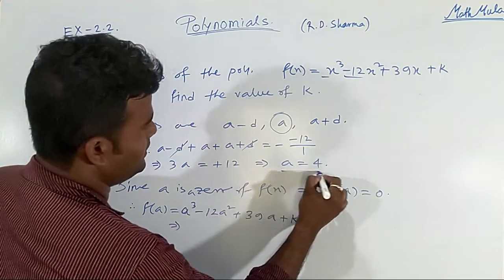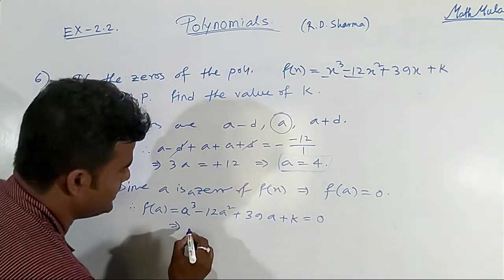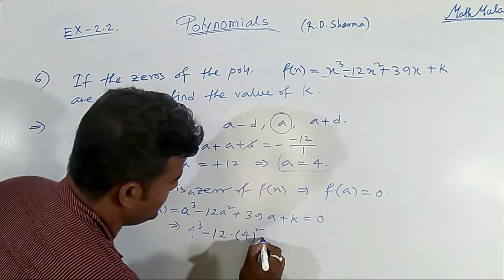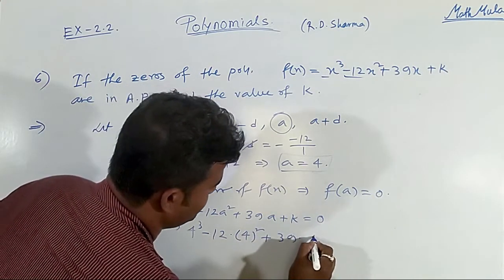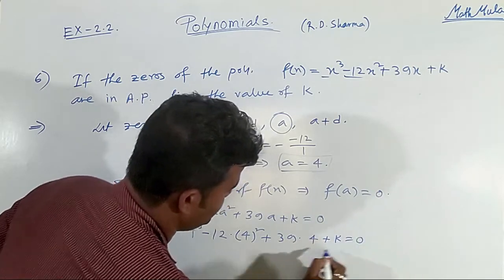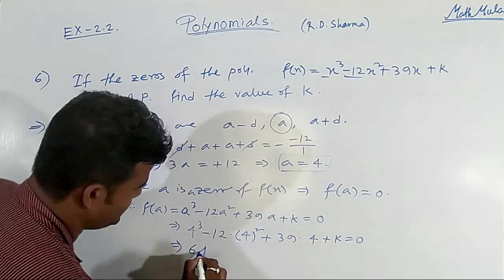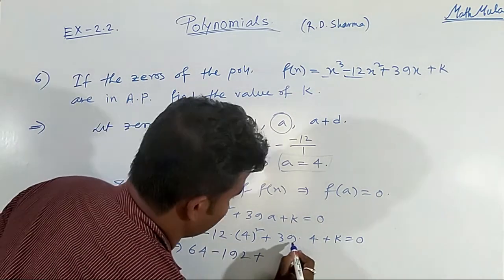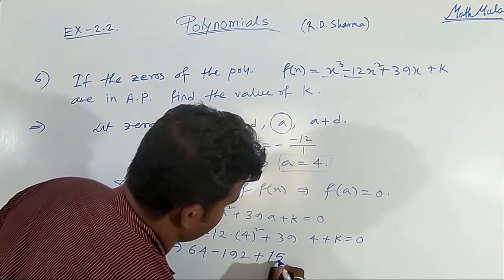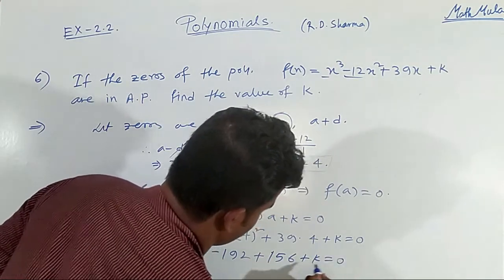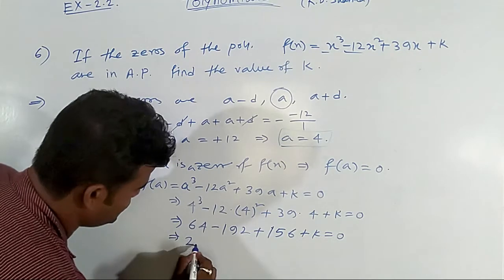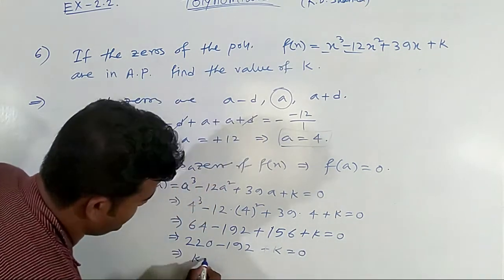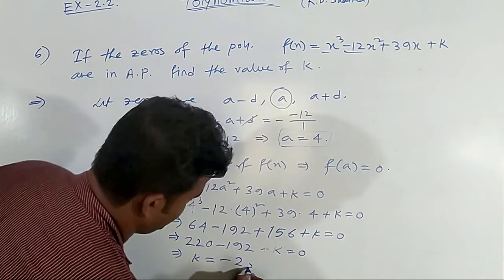Now from here we put the value of a, then we get 4 cube minus 12 into 4 square plus 39 into 4 plus k equal to 0. That implies 4 cube means 64 minus, now 12 into 16 is 192, plus 39 into 4 is 156, plus k equal to 0. 64 plus 156 is 220, minus 192 plus k is equals to 0. k is equals to minus 28. That's it.